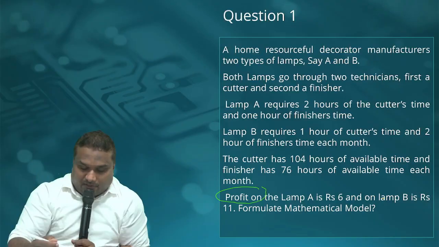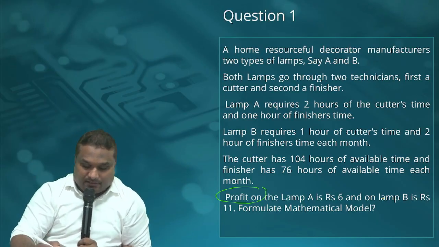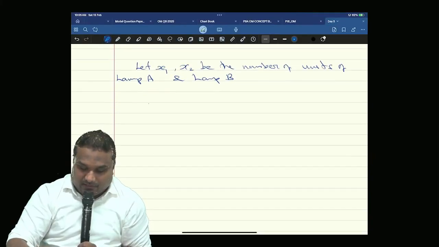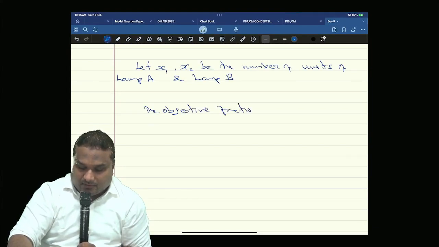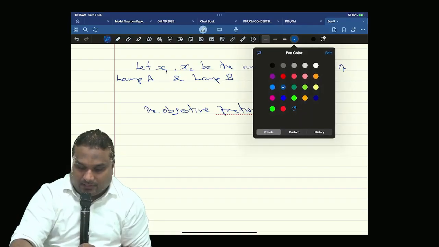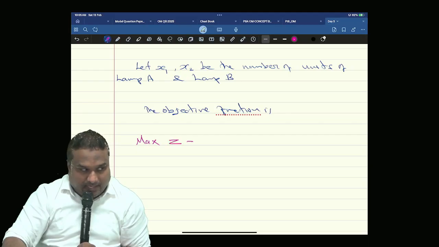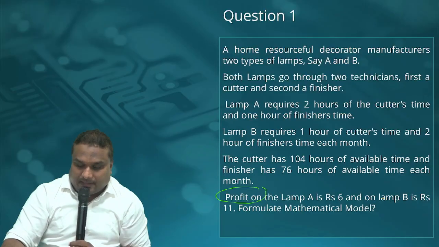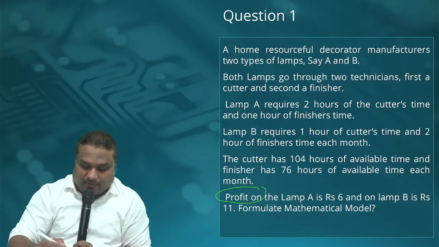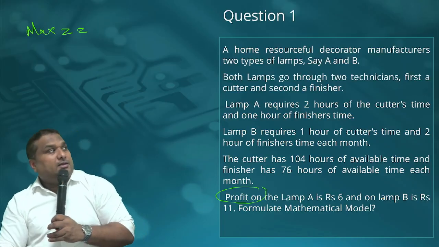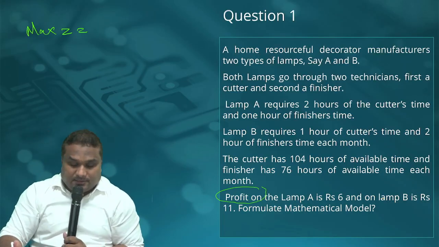Maximize profit. Write down. The objective function is, now you write maximize. This is the format, max z. Maximize means max z. Maximize z is equal to, maximize what? Tell me. Maximize z is equal to.